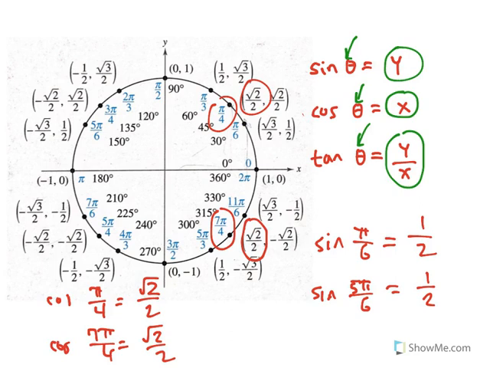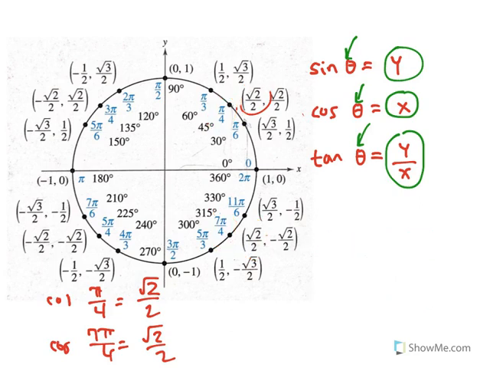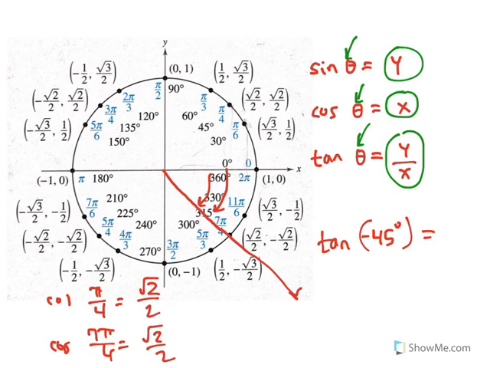Now we can find maybe tangent. Now you can even have, for example, a negative angle measure. Like, for example, if I go clockwise, that would be a negative angle measure of negative pi over 4 radians, or if you want to use degrees, negative 45 degrees. Tangent of negative 45 degrees would be y divided by x, and when you do that, you get negative 1.